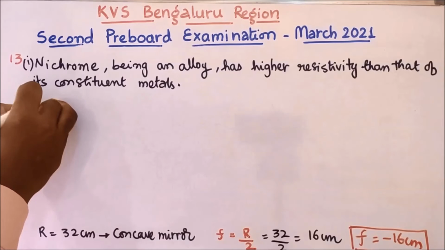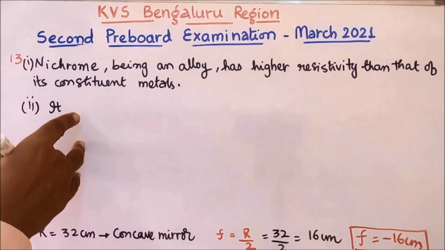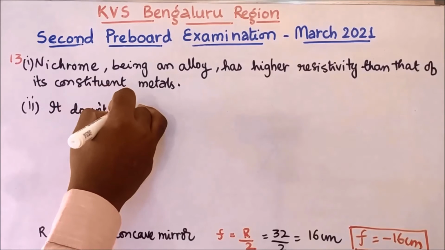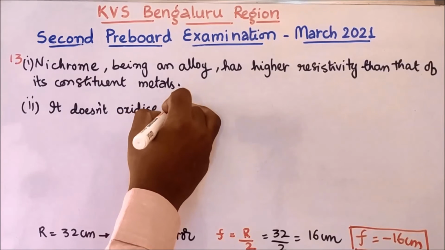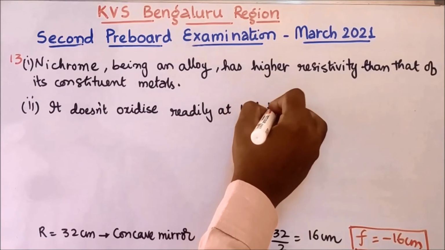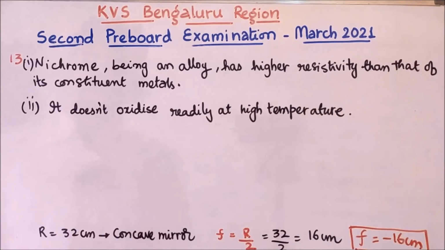The second reason is, since the question is related to nichrome, you can say it does not oxidize or react readily at high temperatures. So these are the 2 valid reasons why alloys like nichrome are used in heating devices. And there is an OR question with this. Now let's see the OR question.